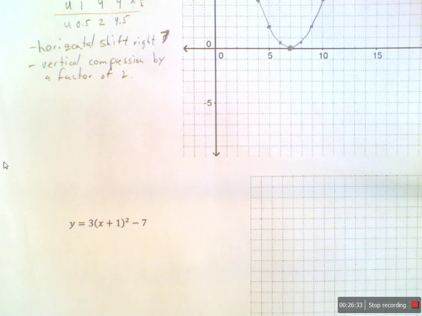Are there horizontal compressions? There are. We just don't do them in grade 10. It would be inside the brackets, like a horizontal shift, in front of the x, multiplied by the x. And there's another separate little thing to it that we don't need to worry about right now. But yeah, so you see that in grade 11.